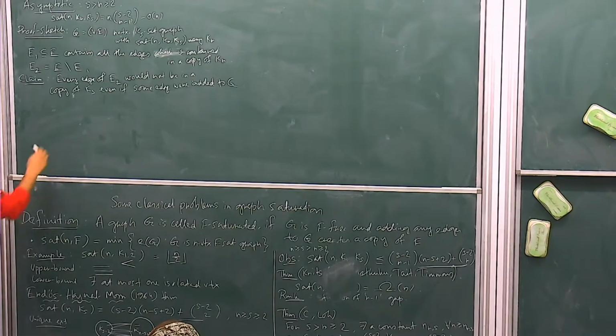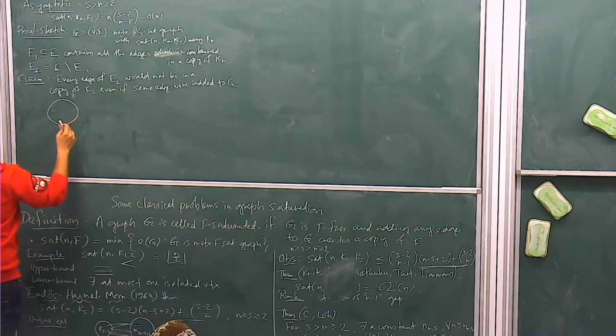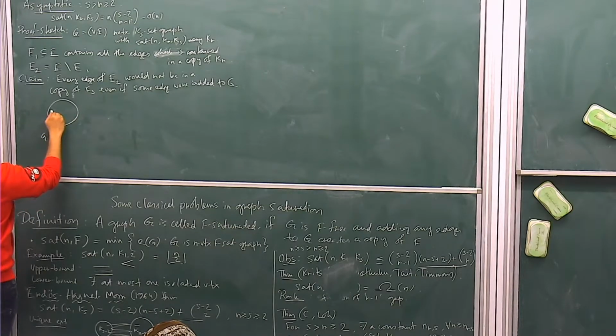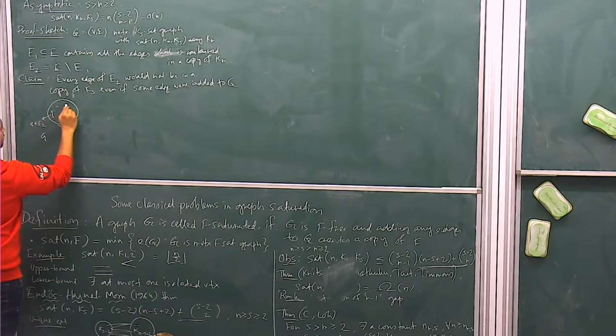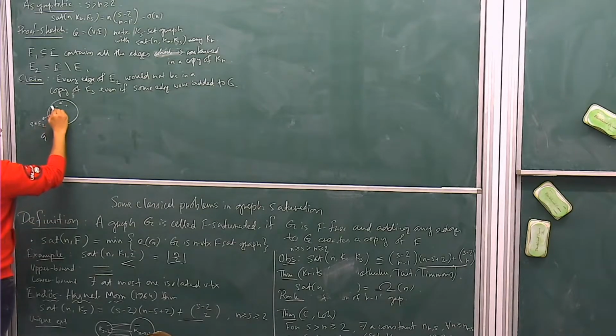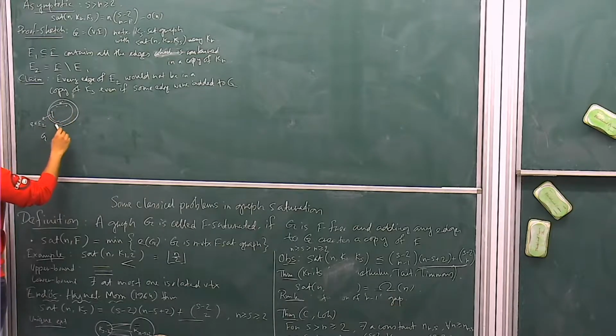So suppose this is our graph G, and let's say we added some edge E which is in E2, and let's say we add some edge E prime, and let's say we found a copy of Ks which contains both E prime and E.